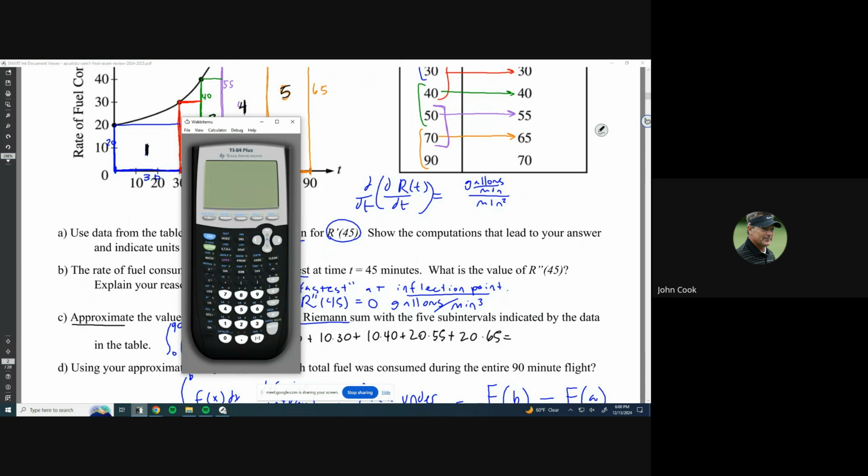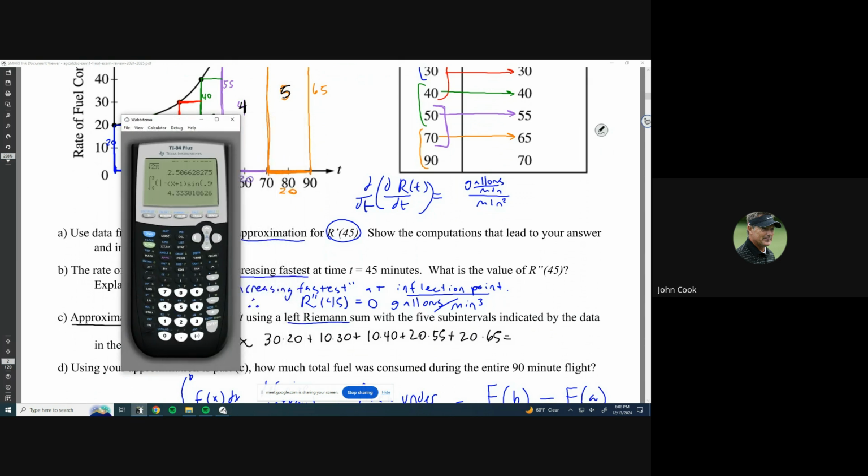So I use my calculator for that one. So let's see here, 30 times 20 plus 10 times 30. I can probably do some of this in my head. Plus 40 times 10 is 400. Plus 20 times 55, wait, that'd be times 2, so 1,100. And then 20 times 65, so I think it's 1,300. And if I add them all up, I get 3,700. So it's going to be 3,700, and then I need to have the units on it.